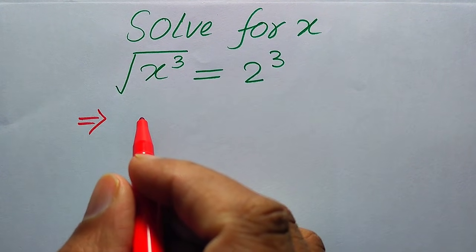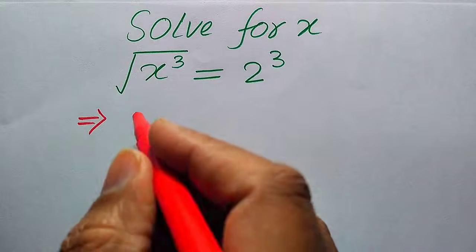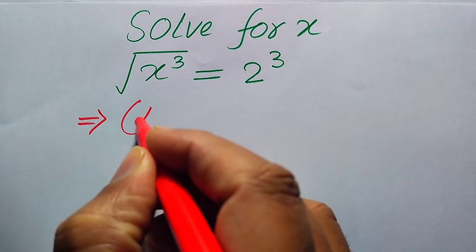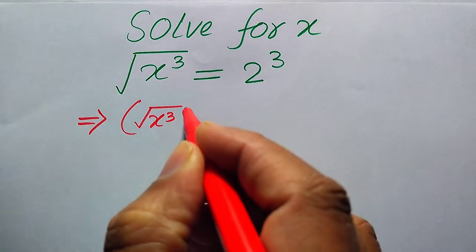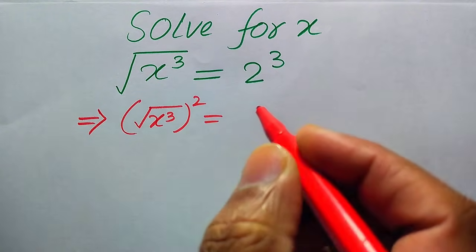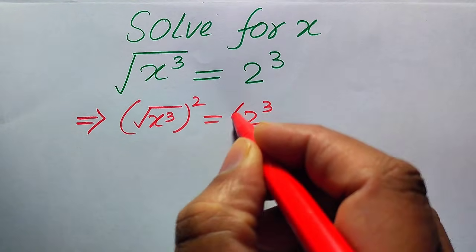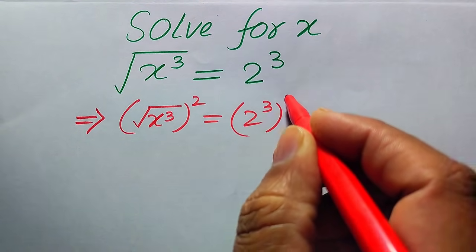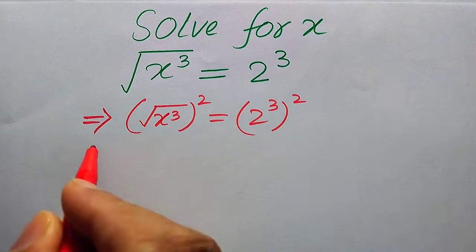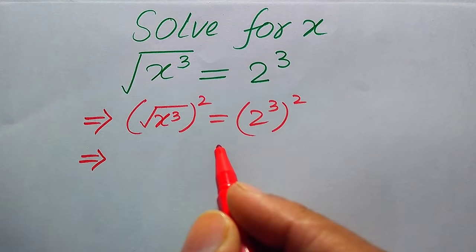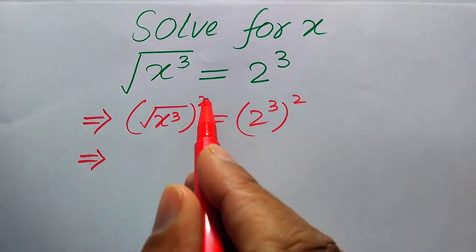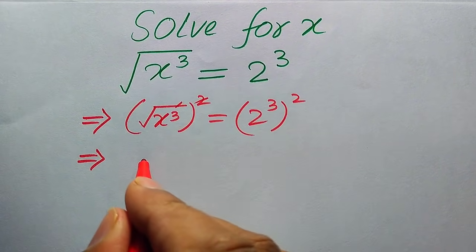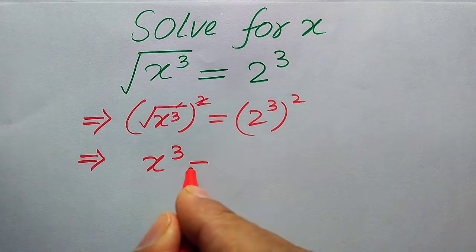So here first we need to remove this square root sign from the left hand side, and in order to remove the square root sign we need to apply squaring on both of the sides. When we apply squaring, it will be written as 2 cubed and its whole square. And in the next step, you see here this 2 and this square root are gone, and we obtain x cubed.